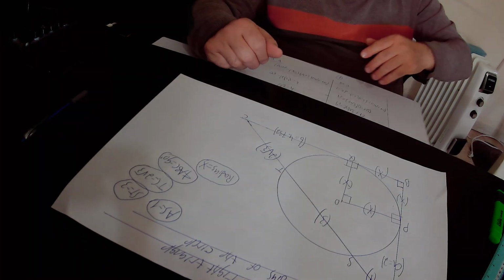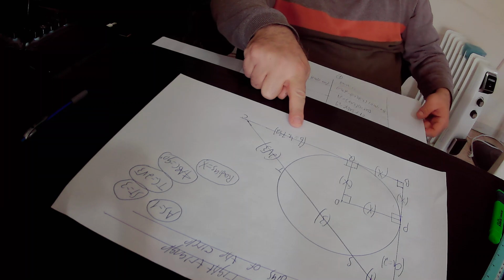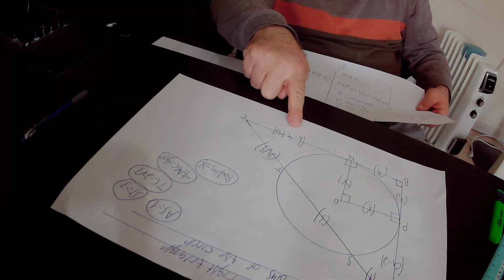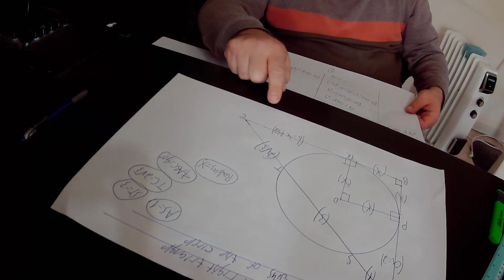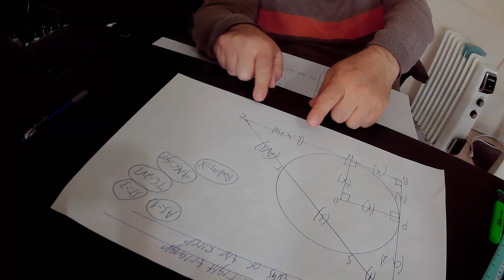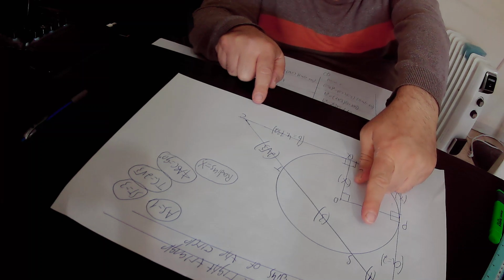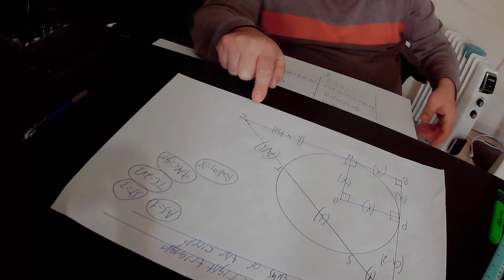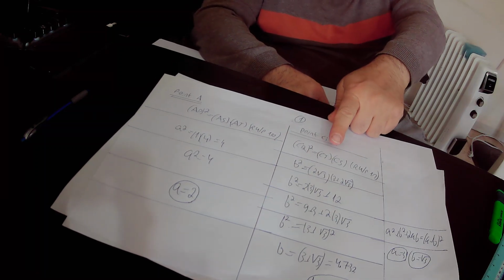CQ is b, according to our definition, so CQ square is b square, and it equals CT times CS. CT is 2 times square root of 3. CS in total equals 3 plus 2 times square root of 3. So in conclusion, b squared equals 2 times square root of 3, and in the brackets we have 3 plus 2 times square root of 3.